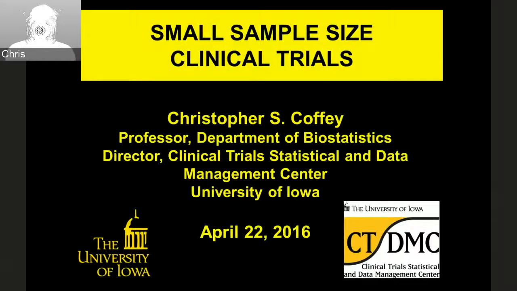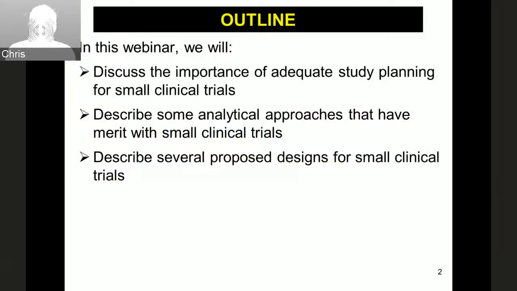So as Sam mentioned, what I'm going to talk about today is a very high-level overview of small sample size clinical trials, which is a topic that could get really in depth. Next slide, please. So what I want to address here is mainly to focus, at least early in the webinar, on the importance of adequate study planning for these types of small clinical trials, which probably addresses a situation that many students in this course will find themselves in as you flesh out your ideas into a full protocol.